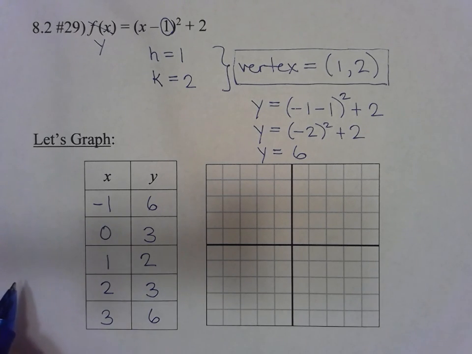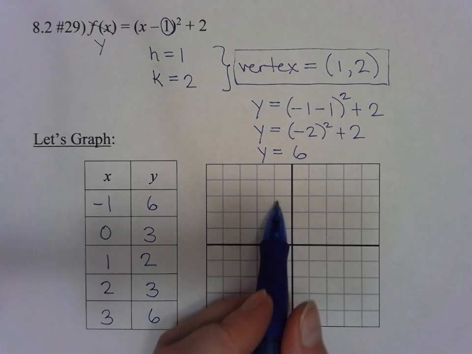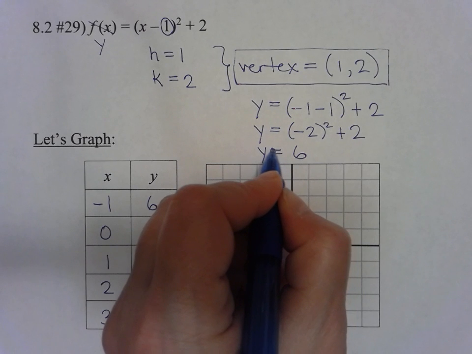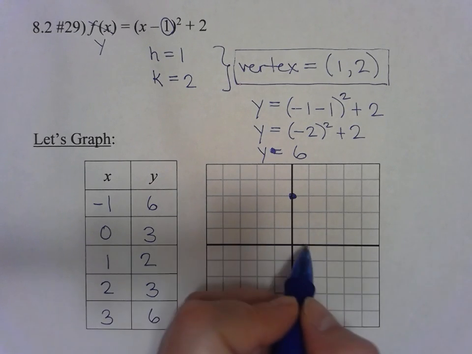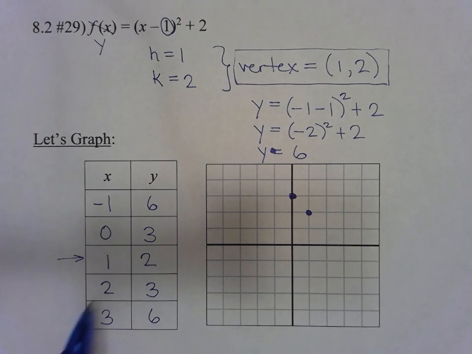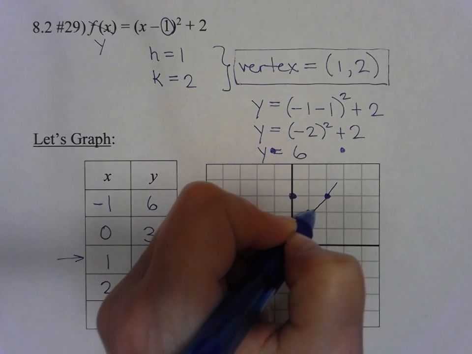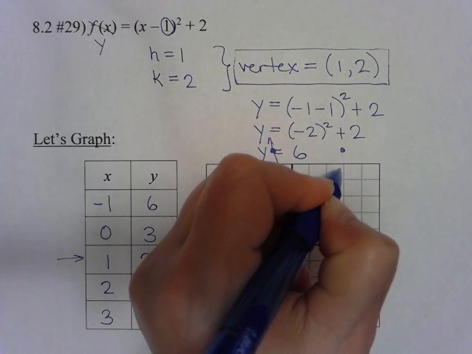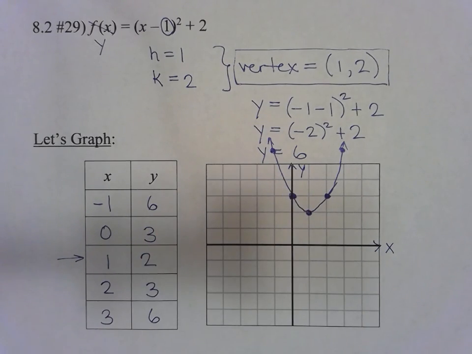Please feel free to check me. You don't have to use this trick. You can plug them all in if you like, but it does work. All right, so -1, I'm at 6, 0, 3. Here's my vertex at 1, 2. That's my center point. This one is opening up. I should have asked you that ahead of time, but I forgot. And then 3, 6. All right, so we get a parabola that looks like that.